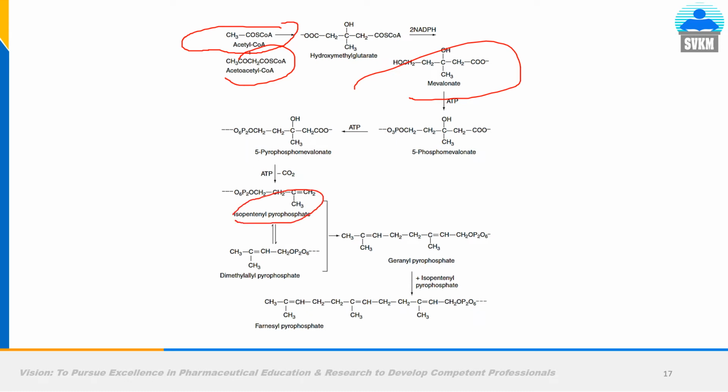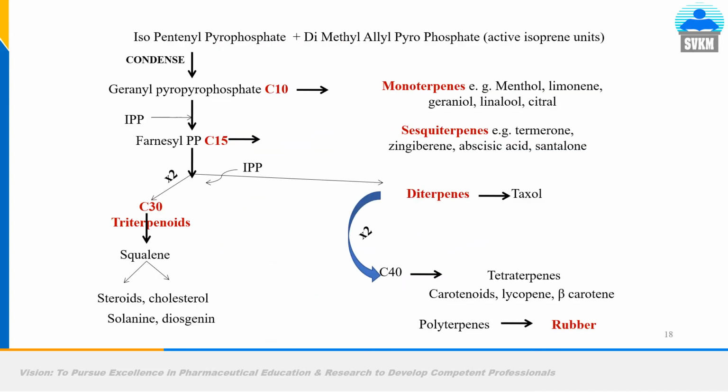isopentenyl pyrophosphate and its isomer dimethyl allyl pyrophosphate. These two will unite and they will give you the geranyl pyrophosphate. One more molecule of IPP, that is isopentenyl pyrophosphate, will be mixed with GPP, that is geranyl pyrophosphate, and it will give you farnesyl pyrophosphate. Likewise, the cycle will go on and you will get monoterpene, diterpene, sesquiterpene, tetraterpene and terpenoids of higher category.